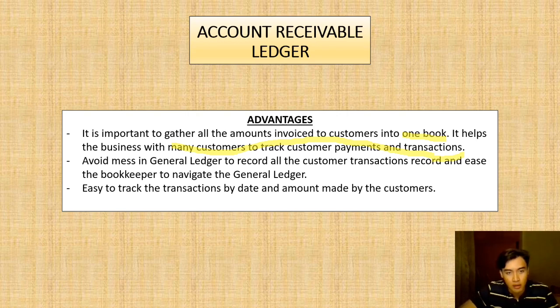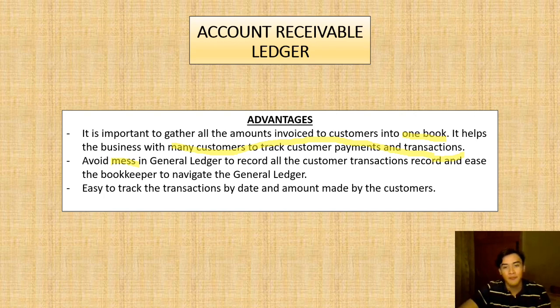Okay, the second one is avoid mess in general ledger to record all the customer transaction record and help the bookkeeper to navigate the general ledger. Here maksudnya tak nak jadi messy dalam general ledger kita, sebab general ledger kita kena catat semua transaction yang happen. So here kita dah catat apa yang credit sales punya. So nanti dalam general ledger senang je kita cari apa yang dah tally from here dengan general ledger.